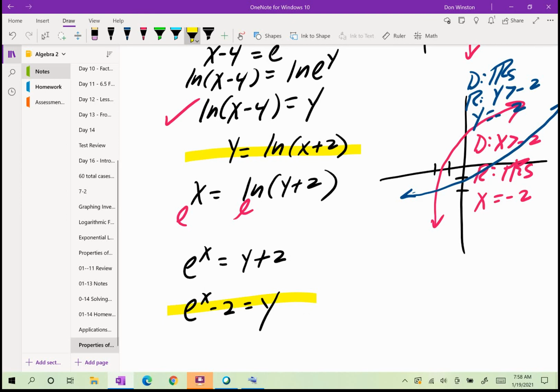Okay, so very easy to find the inverse function. You switch the x and y, and then you solve for y.